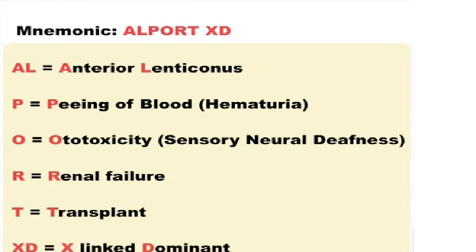O is for ototoxicity, ear disease, sensory neural deafness. R is for renal failure. T is for transplant, and XD is for X-linked dominant disease. So this is all about Alport syndrome, the visual mnemonic and the other mnemonic.